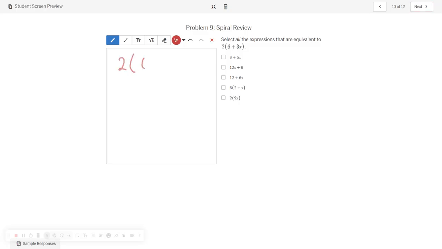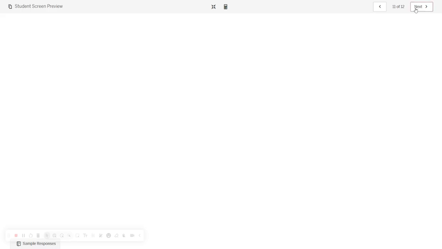Their average was 0. So now we've got to review. Select all the expressions that are equivalent to, and they've got 2 on the outside of 6 plus 3x. Now, this is the same as 2 times 6 plus 2 times 3x. That is absolutely true. And so that's the same as 12 plus 6x. It's definitely not the first one. It's definitely not the second one. I've got that it's the third one. But that's also the same as if I pull the 6 out as 2 plus x. That is true. But it's definitely not 2 times 9. Yeah, that would be 18x.